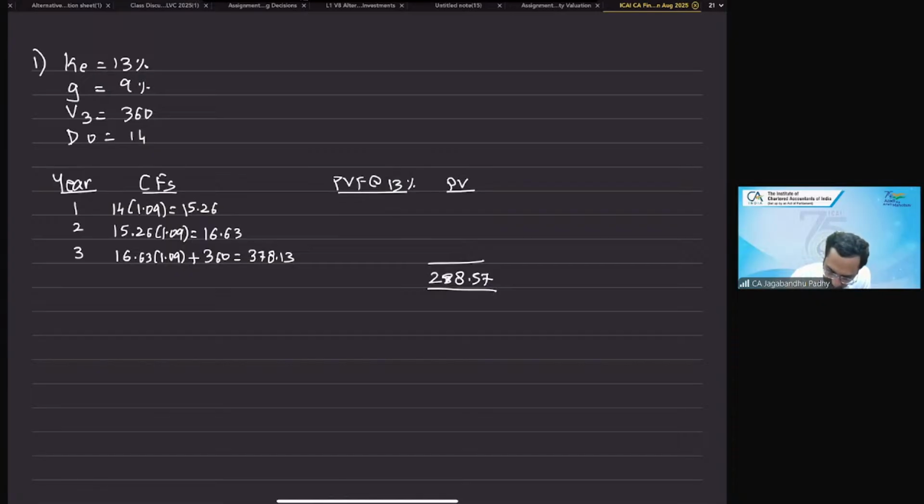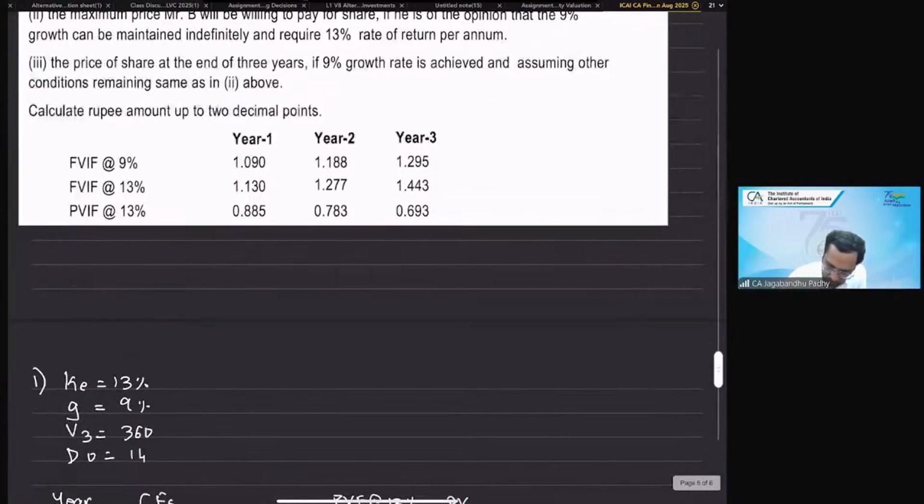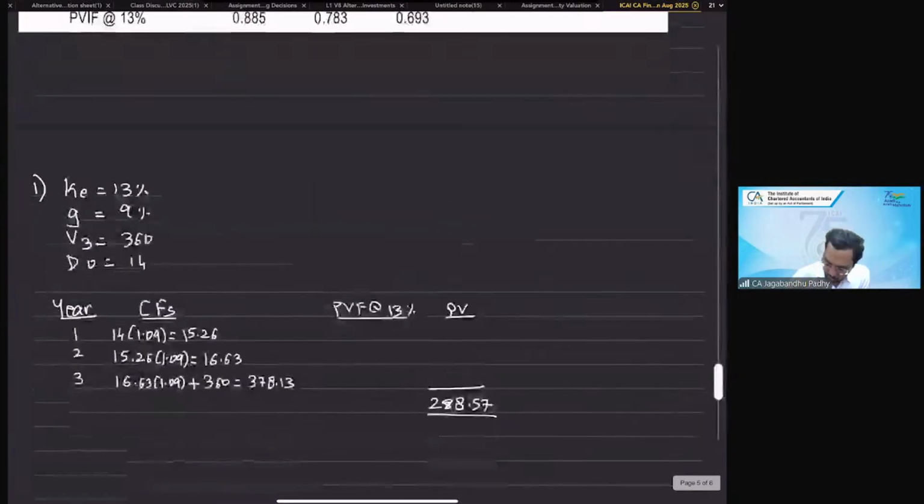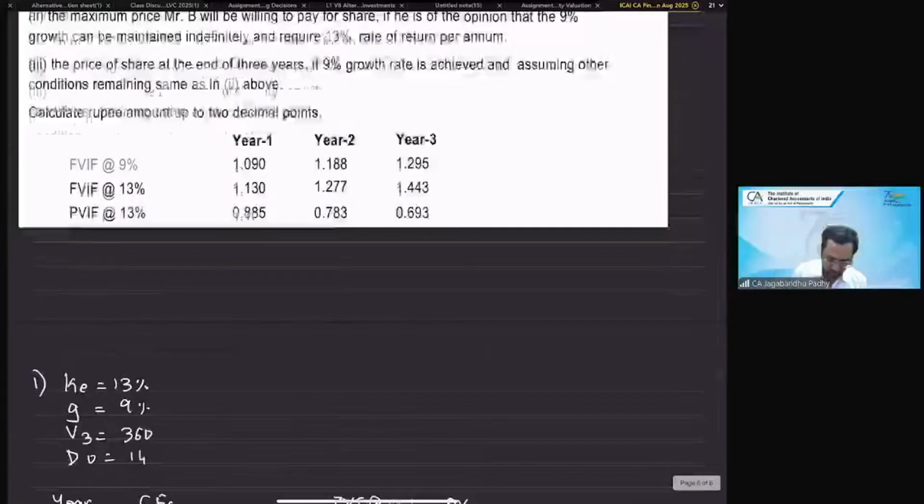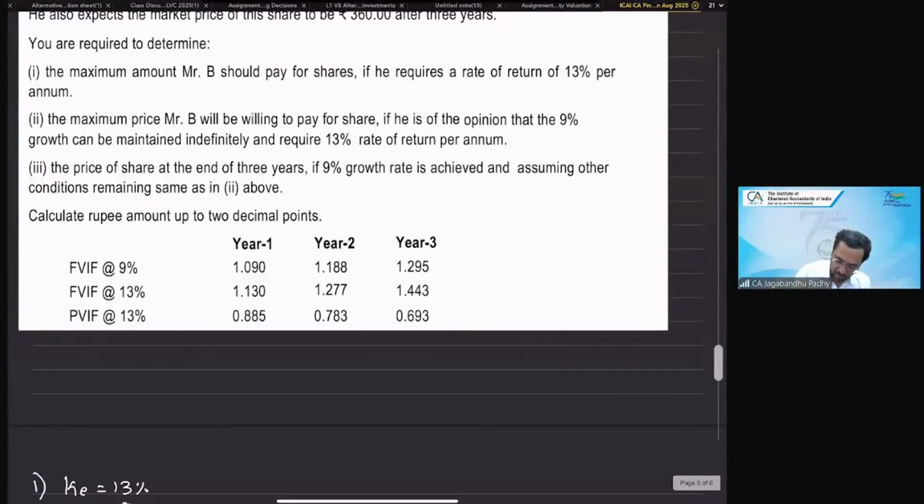So it depends what PV factors you have taken. If you just take the PV factors to be at 13%, these numbers 0.885, 0.783, 0.693, then I think the answer should be 288.57. Okay, some rounding up is okay. That's the first part of the question. Now the second part says, what is the maximum price we'll be willing to pay if he is of opinion that 9% growth rate can be maintained indefinitely and he requires a 13% rate of return.